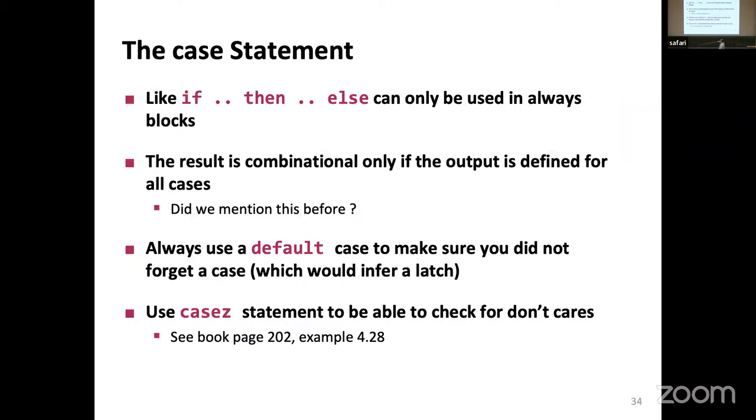So here's a summary. Case statement, like if-then-else, only in always blocks. The result is combinational if the output is defined for all cases. That's one of the issues. You might forget some of the cases, and then if you didn't define that case, the tool says, maybe I need a memory element there. For example, in the 7-segment display, if you're only going to 10, there's also 11, 12, 13, 14, 15. What shall I do with them? Maybe I need a sequential block.